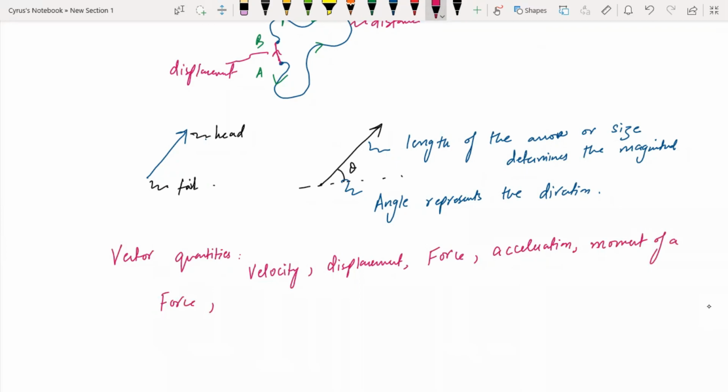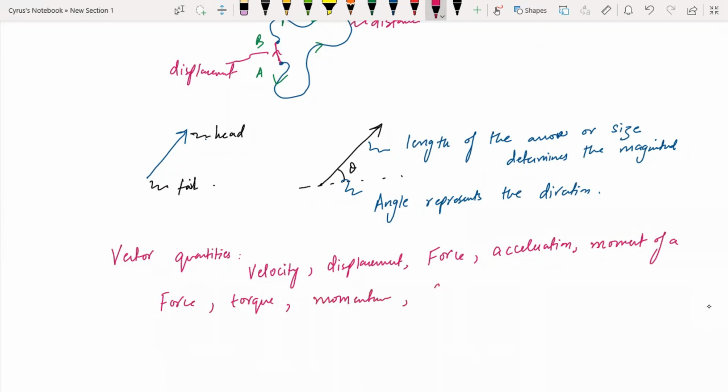We have torque. I'll explain the difference between moment and torque later on in the chapters, right? There is a difference between them. Torque is for more than one force, moment is of one force. We have momentum.